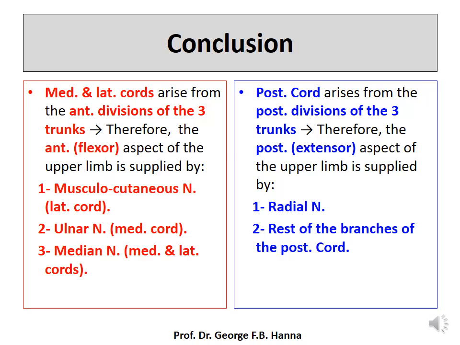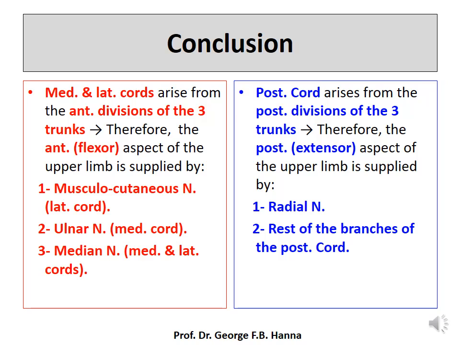Musculocutaneous nerve, which is the terminal branch or continuation of the lateral cord; ulnar nerve, which is the continuation of the medial cord; median nerve, which receives contributions from both medial and lateral cords. And since the musculocutaneous nerve will be supplying only the arm, we can expect that the ulnar nerve as well as the median nerve begin to give their branches from the forearm and downward.